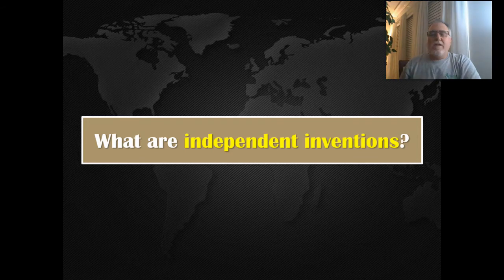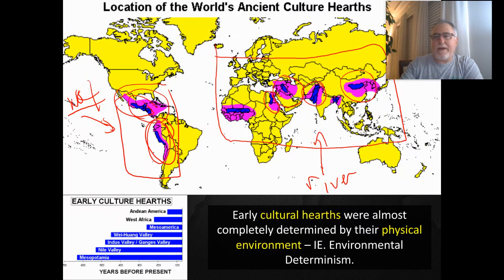So our next concept is independent inventions. So to discuss that, let's go back for a second. All of these places develop at different times, some of them closer together than others.